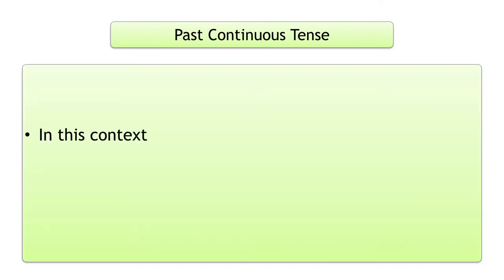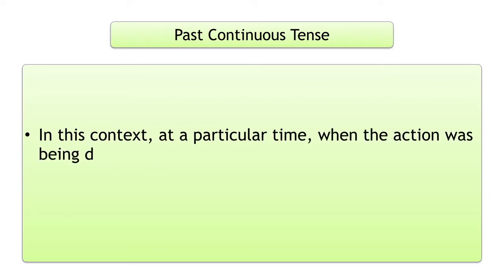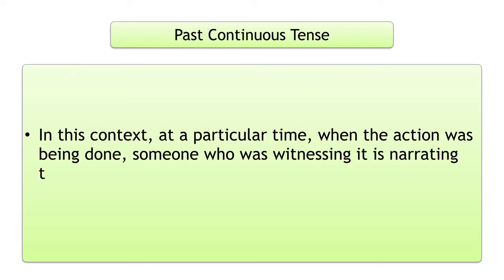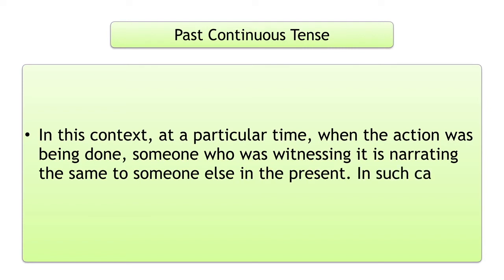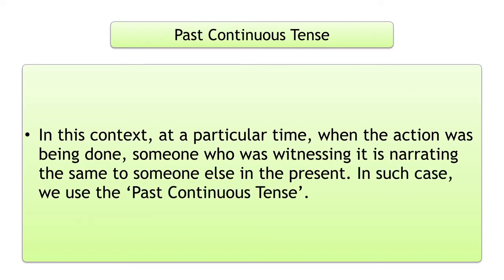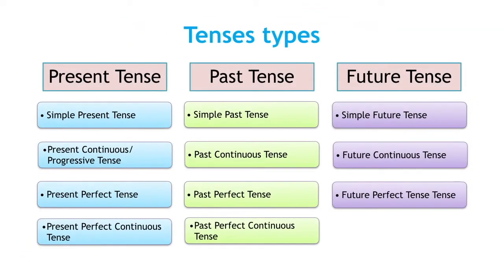In this context, at a particular time when the action was being done, someone who was witnessing it is narrating the same to someone else in the present. In such cases, we use the past continuous tense. Let us now understand past perfect tense.